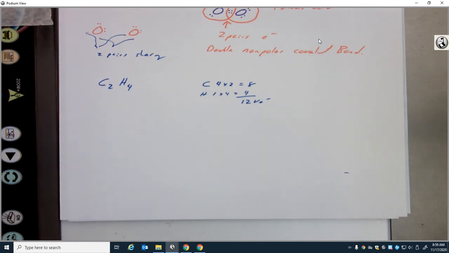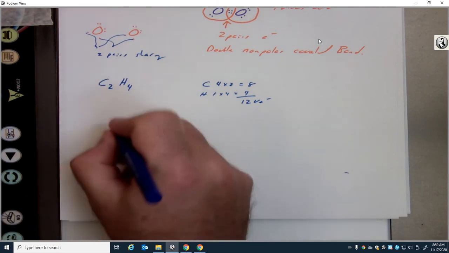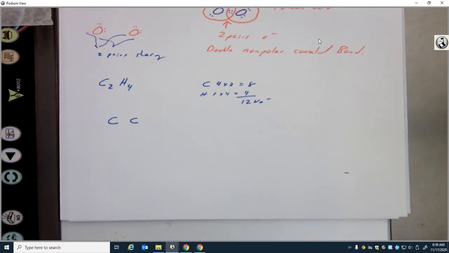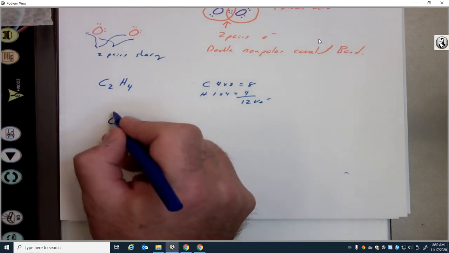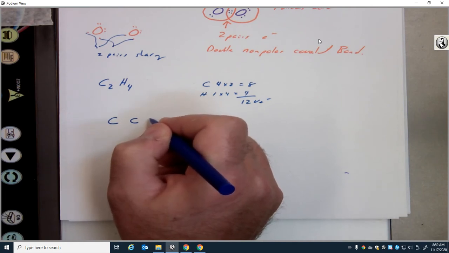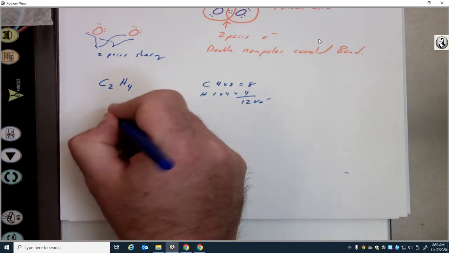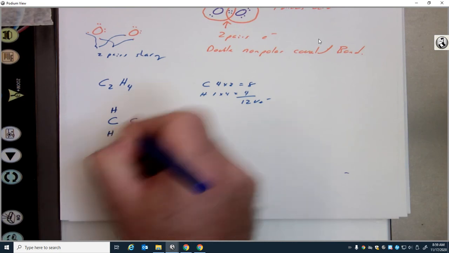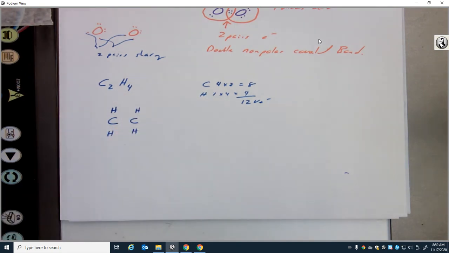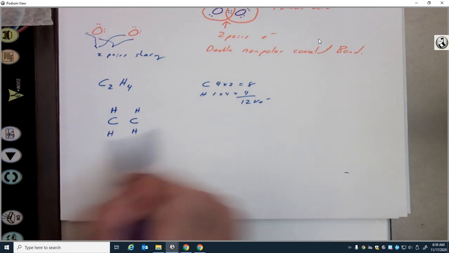All right, well, what are we going to do here? Carbon has to be on the inside of the molecule, so I'm going to put that here first. I'm going to put them next to each other. Now I have 4 hydrogens. Would it make sense to put 3 of them on this one and 1 of them on that one? Probably not. All right, so we're going to go ahead and put 2 of them on each carbon. This would be my skeleton.